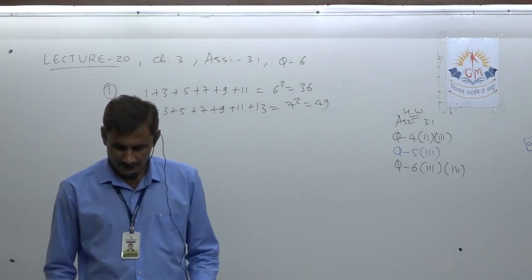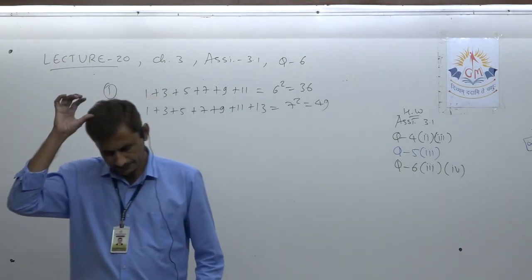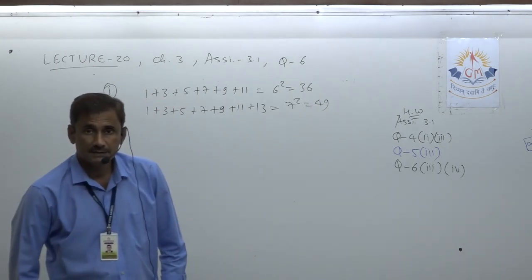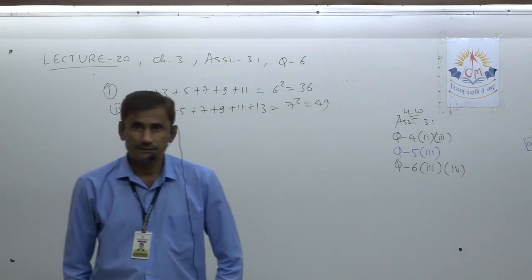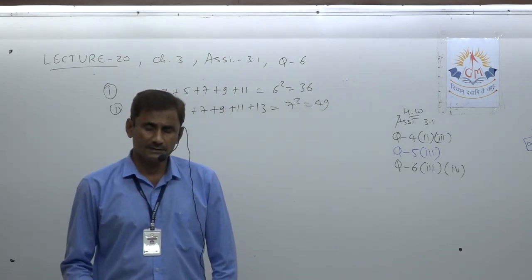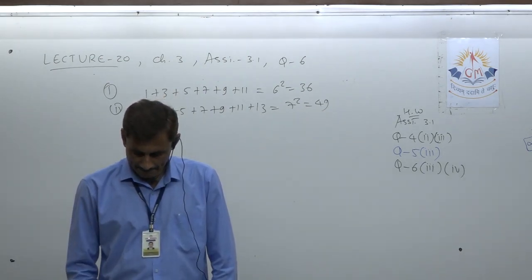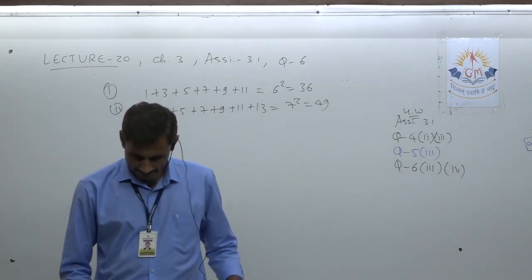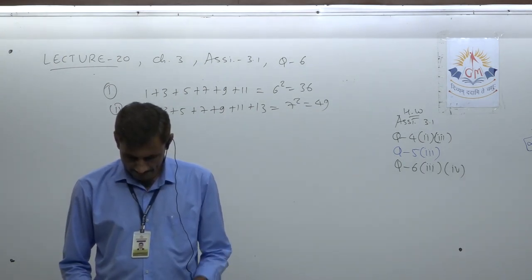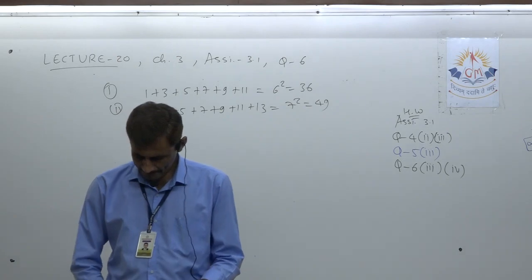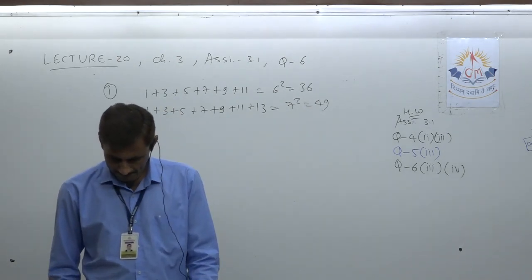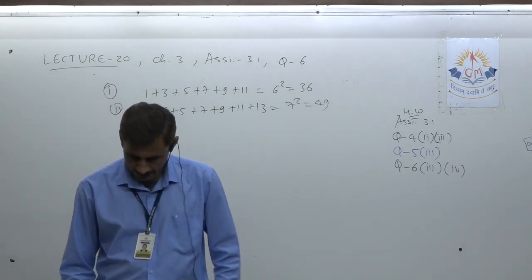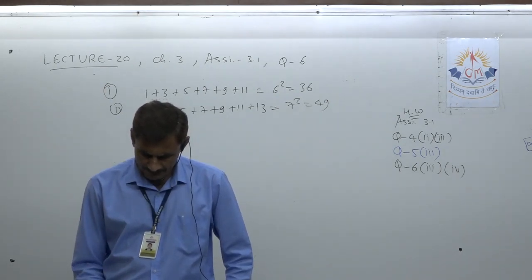Okay, now read the seventh one. Without actually finding the squares, fill in the blanks. We do not find the value here, we do not find the square. Directly give the answer. So I am just giving you that property here. I am telling you directly, not finding it.